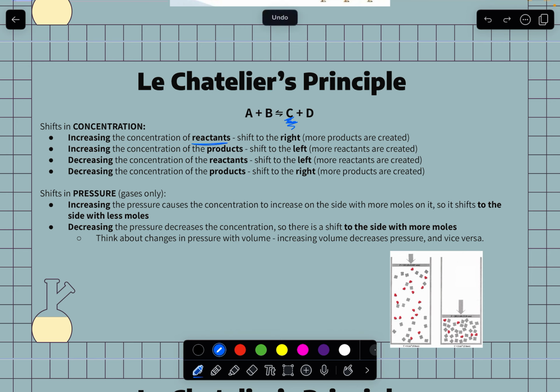If we have a decrease, so be careful with the wording, a decrease in reactants. So if we get rid of A, we want to make more of it. So it's going to shift toward A, right? For the decrease, think of it like if you have a hole there, how do you fill the hole? You need to shift towards it. And a decrease in product: if we get rid of D, we'll need to make more of it. It goes to the products.